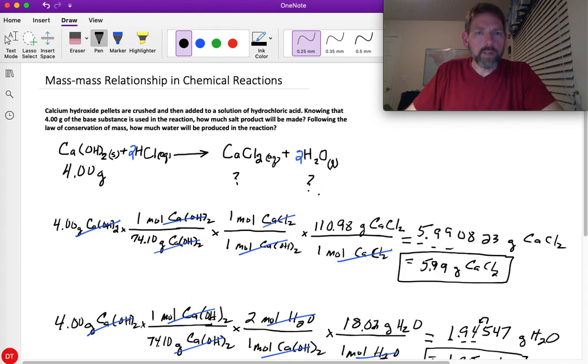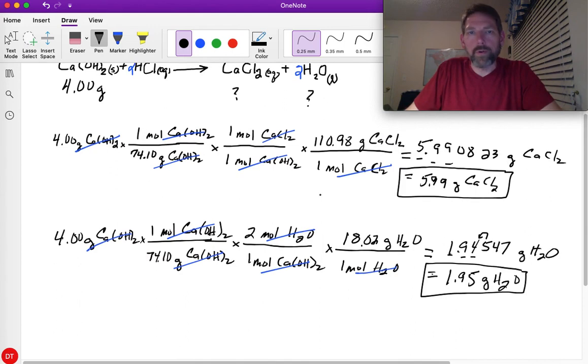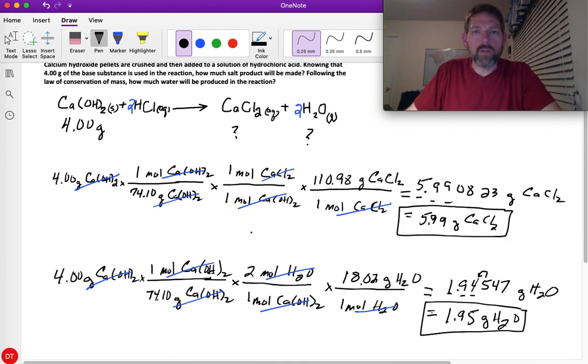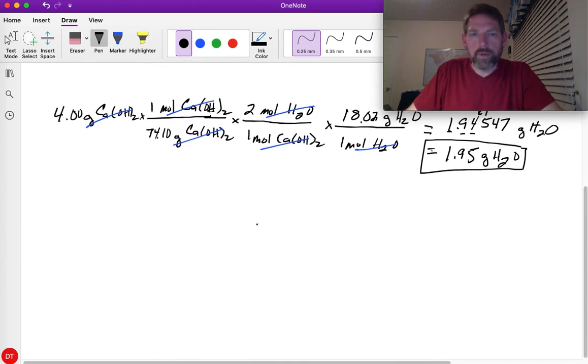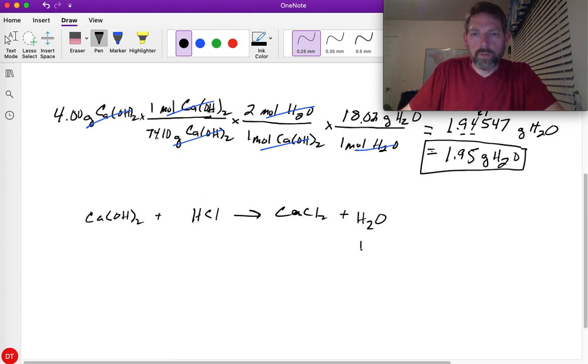Following the law of conservation of mass, how much water did we produce in the reaction? 1.95 grams. So we could follow the basic law of conservation of mass. We've got calcium hydroxide. I'm not going to worry about phase labels for this part. We've got our hydrochloric acid reacting, and we get calcium chloride plus the water. So we've just found out 1.95 grams of this.